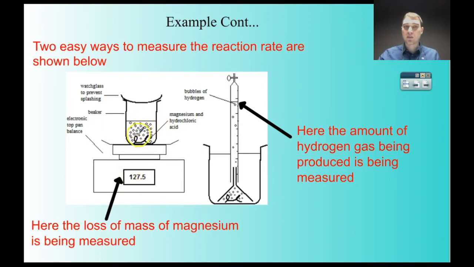As the hydrogen gas is produced and flows out, that will make the remaining system have less mass. So we should see the mass dropping. Another way of doing it is collecting the amount of hydrogen gas being produced. As the reaction is occurring, we have a funnel over the top of the magnesium. We collect the bubbles in a burette, and then we can measure the volume of the gas being produced. So that's a couple of ways we could measure the rate of reaction.